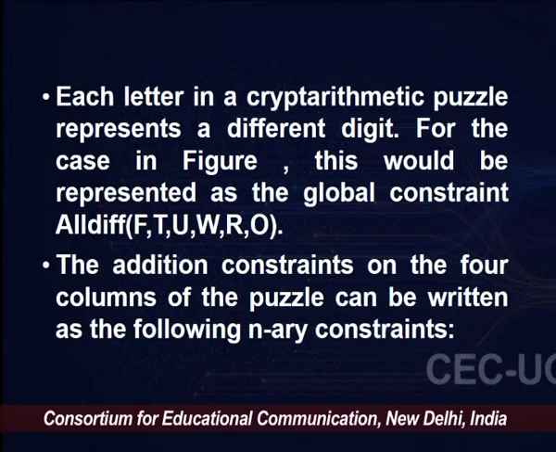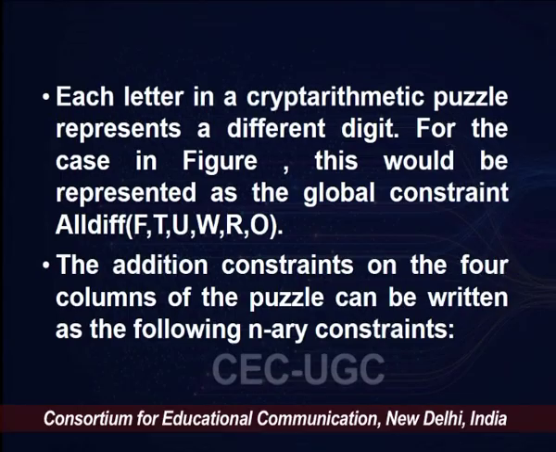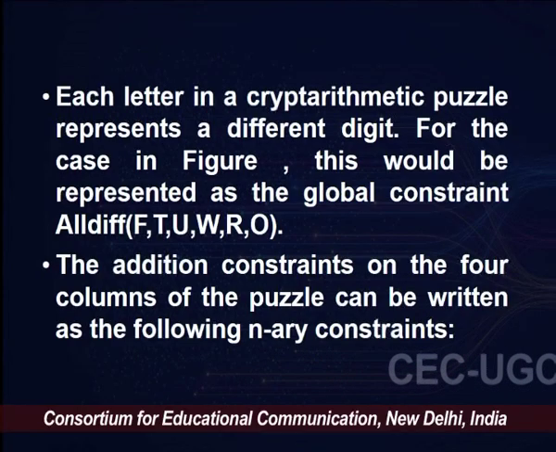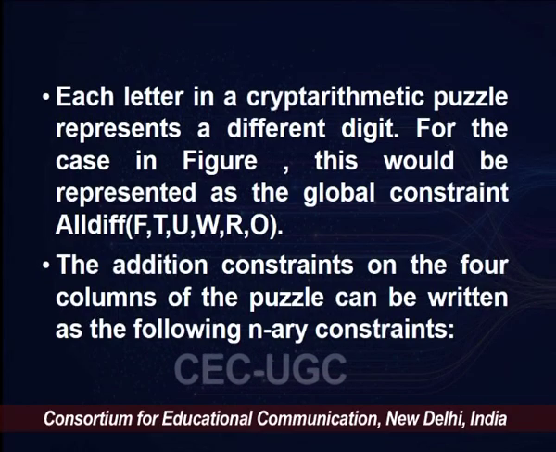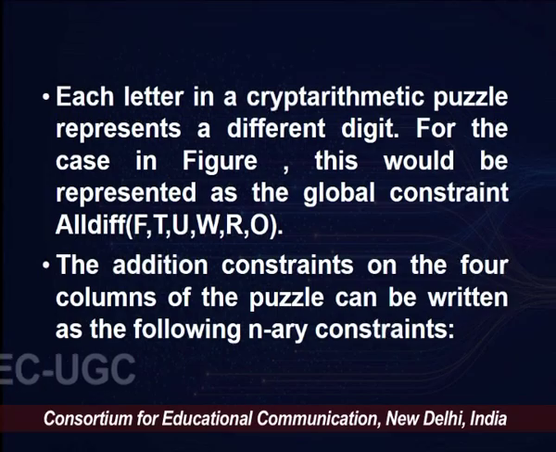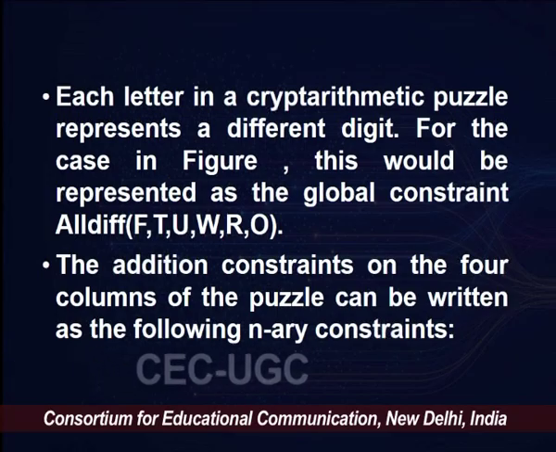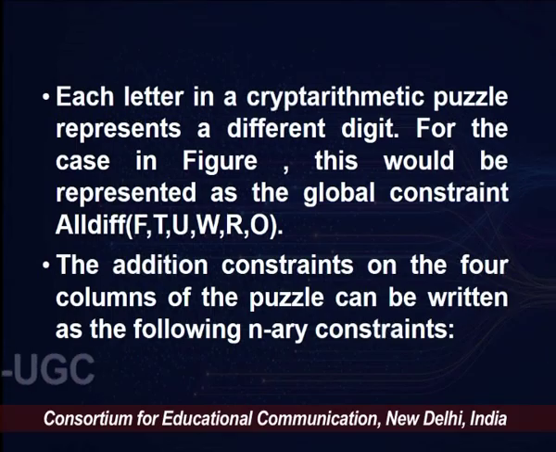So, what are the variables? The variables are F, T, U, W, R and O. That means every letter is going to be a variable in this crypt arithmetic problem. In order to represent this global constraint, that each letter in this puzzle represents a different digit, the constraint will be AllDiff, over F, T, U, W, R and O.